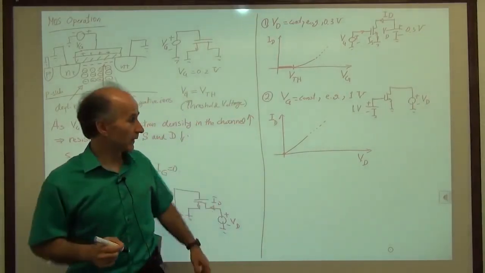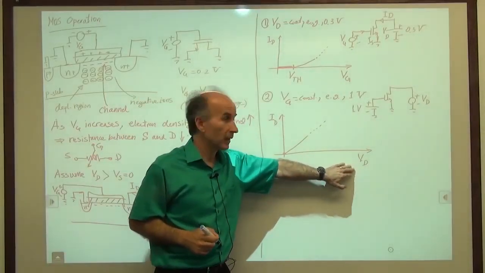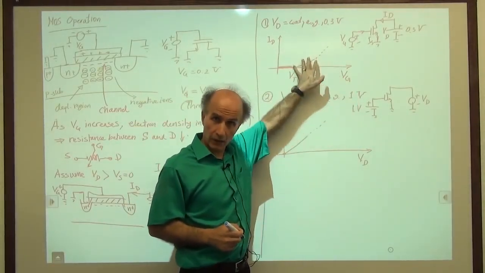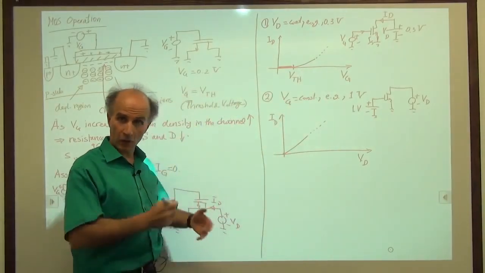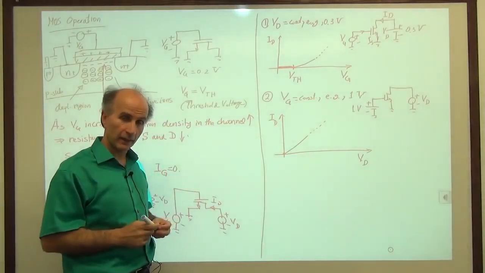All right, so this is called the ID-VD characteristic. This is called the ID-VG characteristic. And they are distinctly different, and they mean different things. And we always play with these characteristics for a given device to understand its properties.